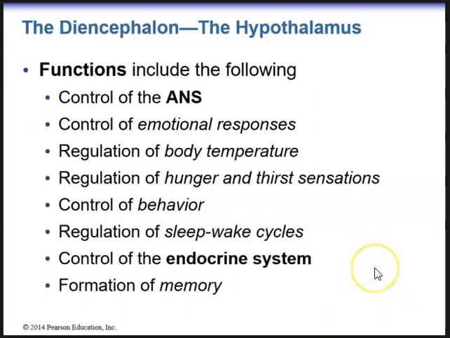So, functions of the hypothalamus, and we've listed a lot in lab. We know it controls the autonomic nervous system with the sympathetic and parasympathetic responses. It helps with the control of emotional responses, regulation of body temperature, regulation of hunger and thirst sensations, control of behavior, regulation of sleep-wake cycles, control of the endocrine system, as well as the formation of memory.